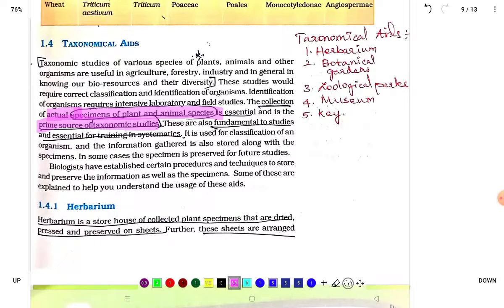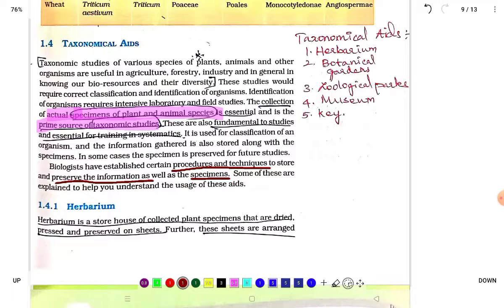The biologists have established certain procedures and techniques to store and preserve the information as well as the specimen. Some of these are explained so that you understand the usage of the aids, okay.